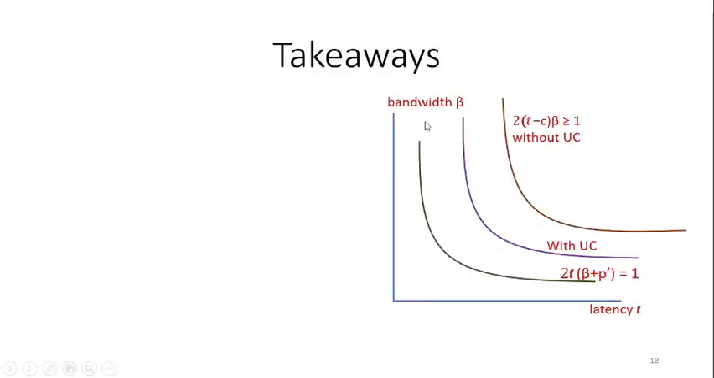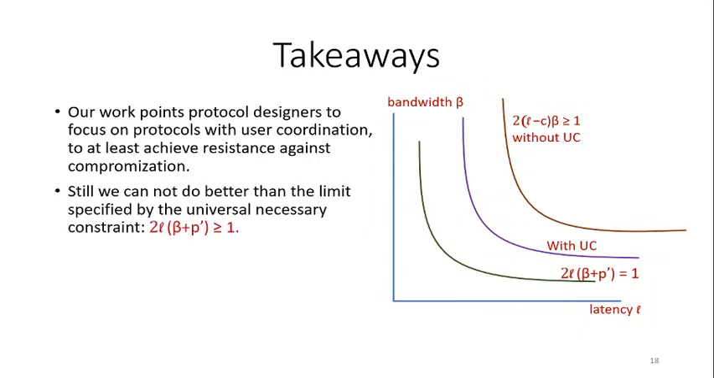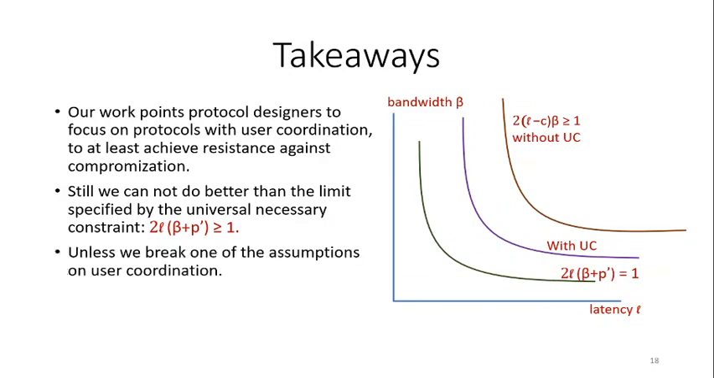So what are the takeaways from our paper? Our work points protocol designers to focus on protocols with user coordination, at least to achieve resistance against compromisation. Still, we cannot do better than the limit specified by the universal necessary constraint, which is 2 times latency times message rate greater than or equal to 1, unless we can break one of the assumptions on user coordination that is specified.